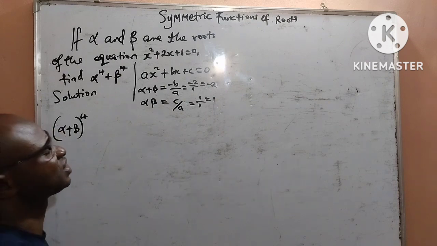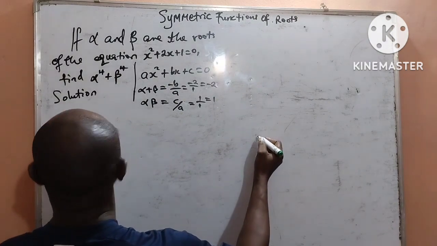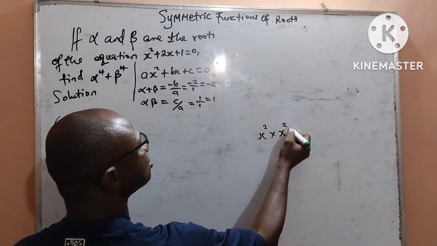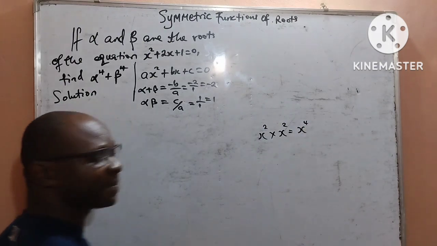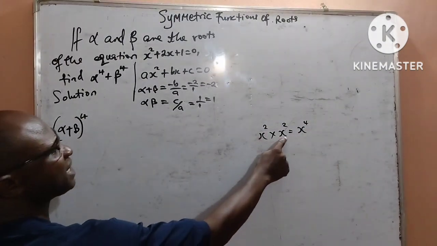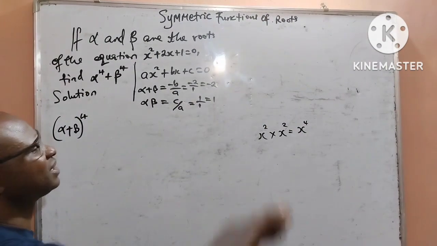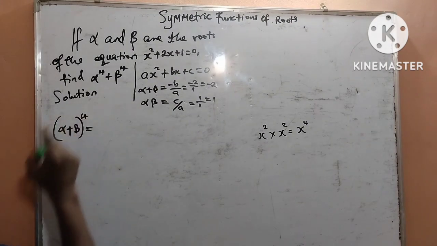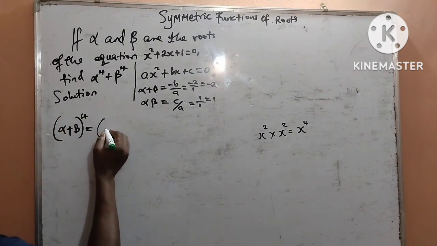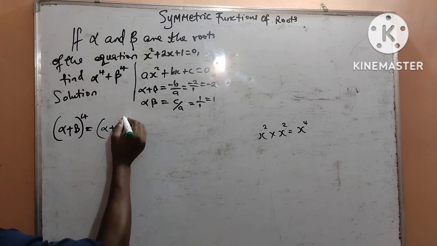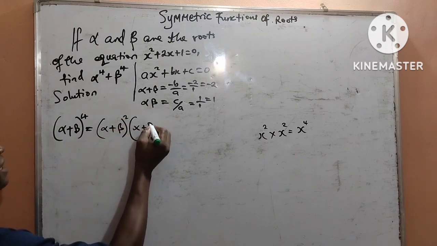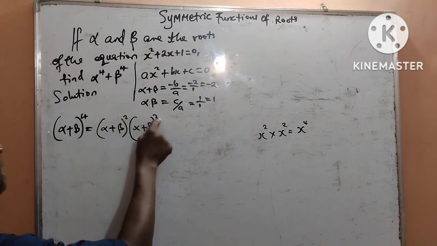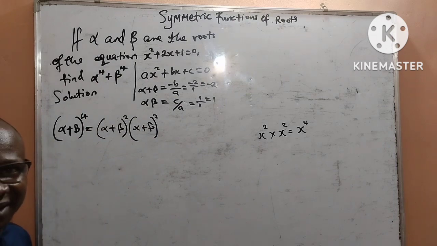From the law of indices, we were taught that x to the power 2 multiplied by x to the power 2 is going to give us x to the power 4. What does it mean? That when the bases are equal and they are multiplying, the powers should be added. Therefore, I can write (alpha plus beta) to power 4 as (alpha plus beta) to power 2 times (alpha plus beta) to power 2. Okay? So the bases are the same. If I add the powers, it will be what I have on the left hand side.